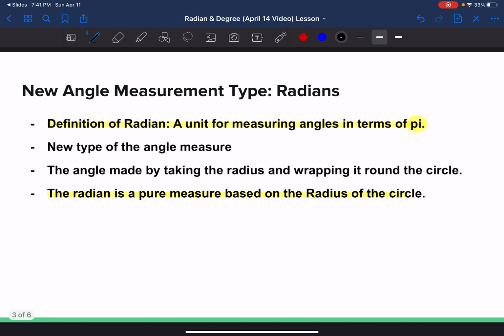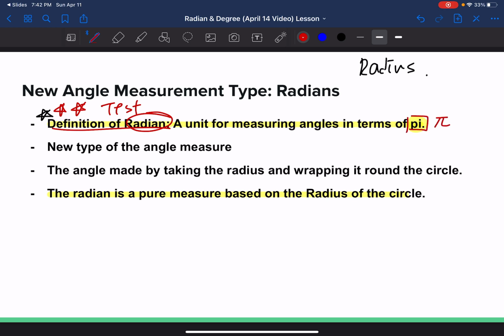So now we have a new type of angle measurement, which is called radian. Radian sounds like what? Radius, isn't it? The definition of radian, which you definitely have to know for the test, is that it's basically a unit for measuring angles in terms of pi. So we will have pi in our number. Whenever you see pi, we are talking about radian.